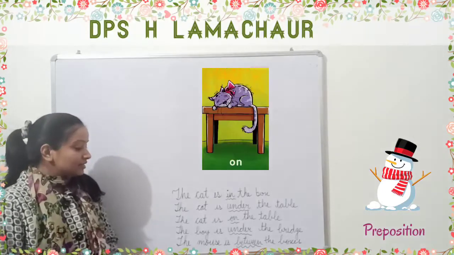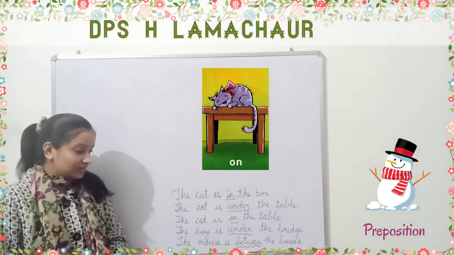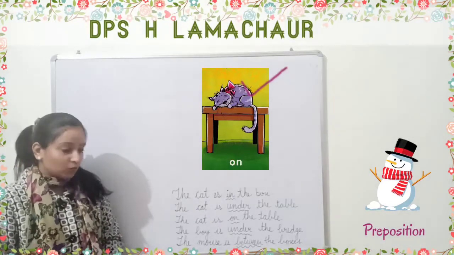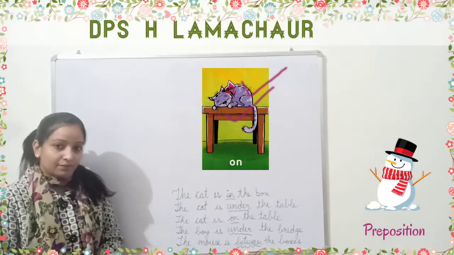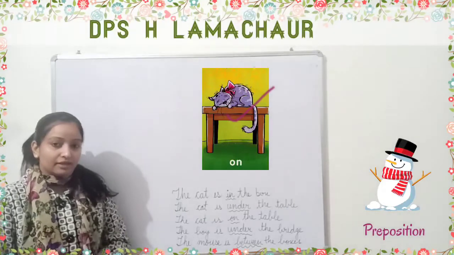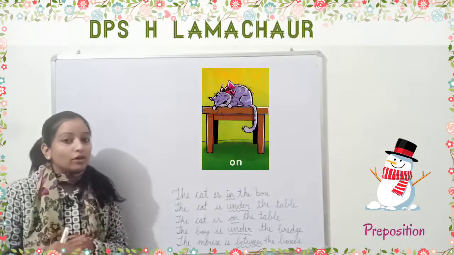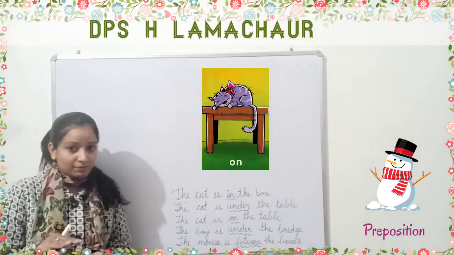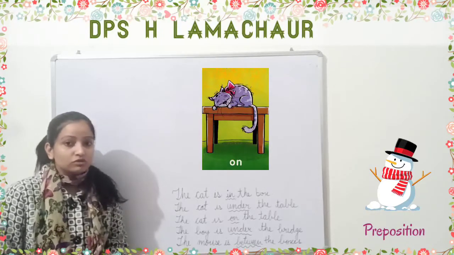Next is the cat is on the table. Where is the cat? Here. Where is the table? Here. So you can see that the cat is on the table, above the table. So here in that case we use on.